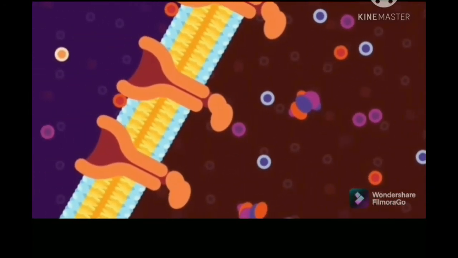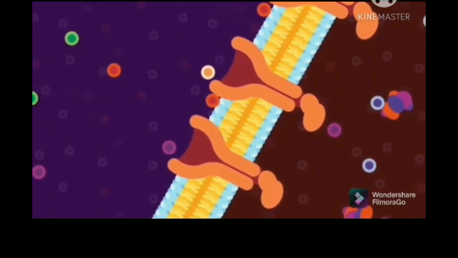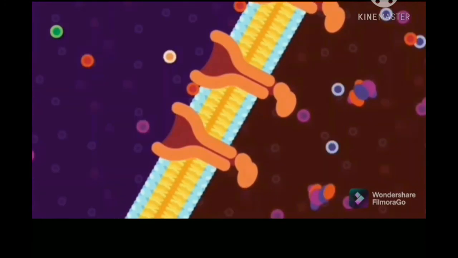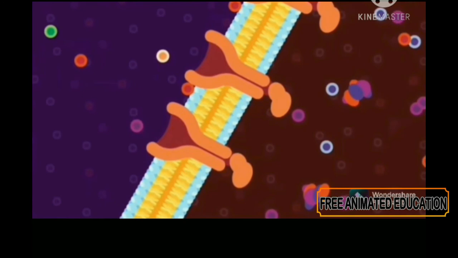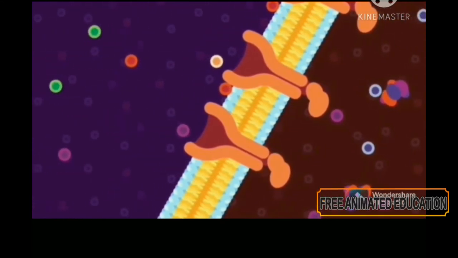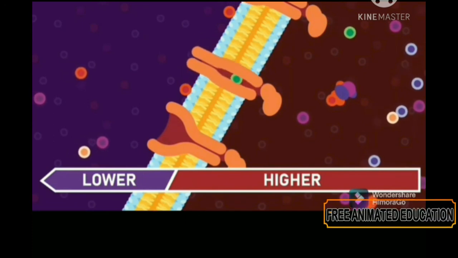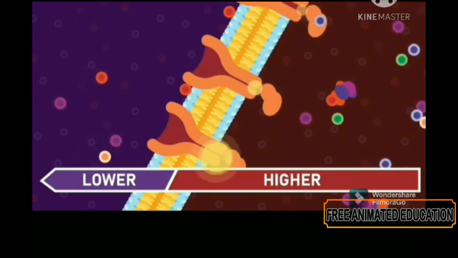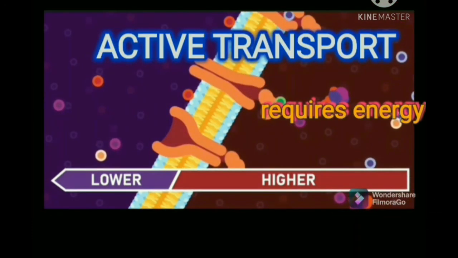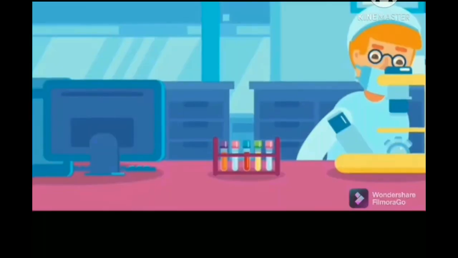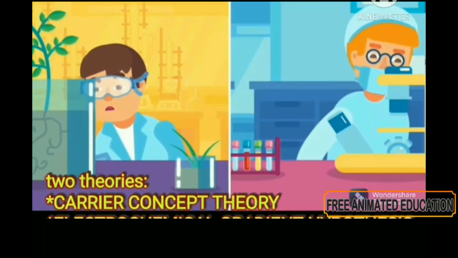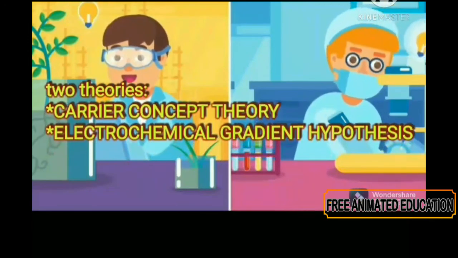Generally, the mineral ion concentration inside the cell can be higher than in the solution surrounding it in the soil. In this case, the ions move against the concentration gradient, that is, from lower concentration to higher concentration. This movement is termed active transport and requires energy. Active transport can be explained by two theories.